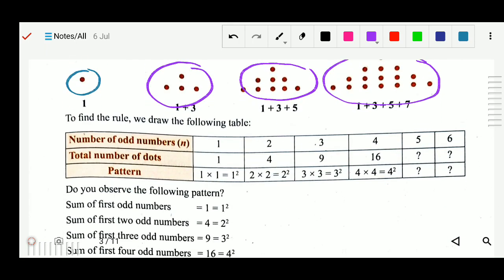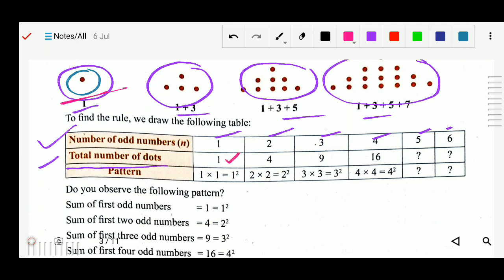To write this rule you have to follow this table. Okay, so first of all you have to write the number of odd numbers, means you can see that 1, then 2, 3, 4, 5, means like that how many total shapes are there. So total like 1, 2, 3, 4, 5, 6, it is written. Okay, so the total number of dots. So you can see in the first one how many dots, 1 dot. So write here 1. How many dots are there in total, 4. Here how many, 9. Here how many, 16.